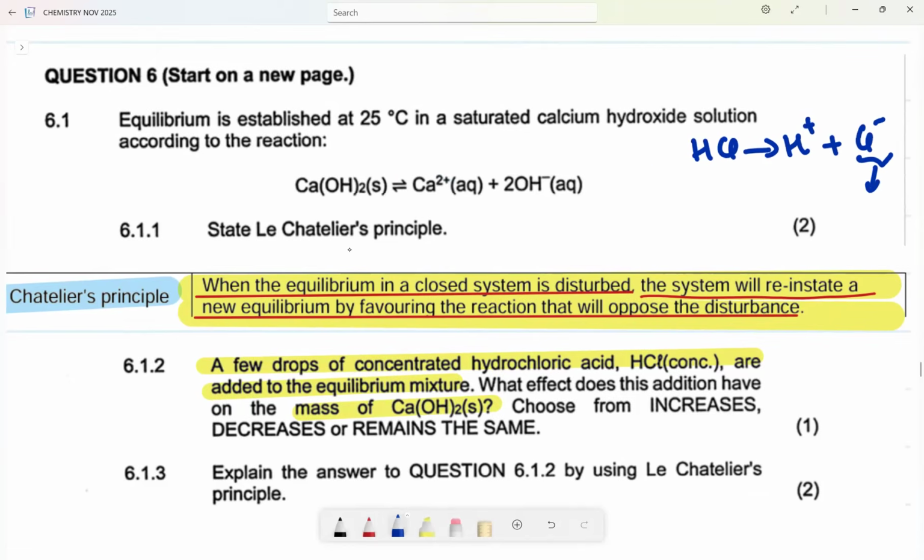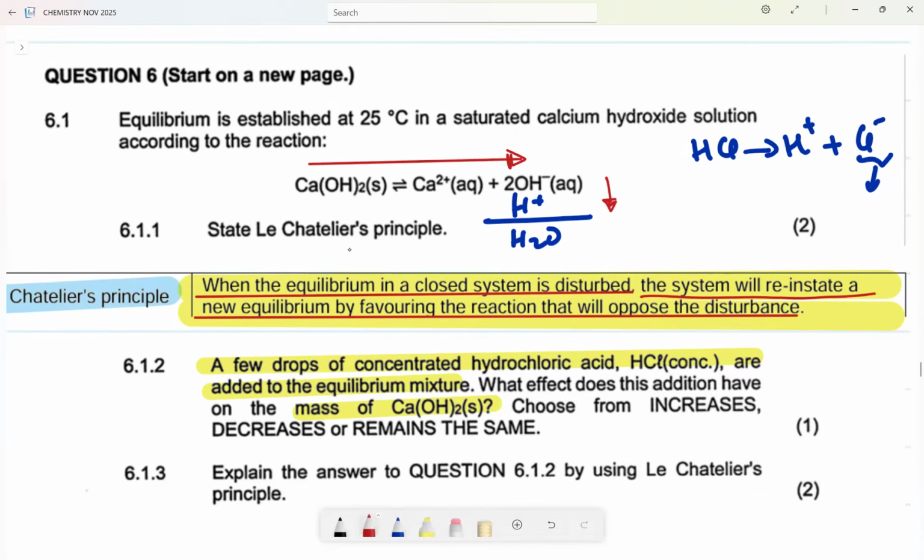Now, when the H plus comes into effect, it's going to react with what? With OH, because it is the one with the minus charge and this is with the plus charge. So it's going to come here and react with OH. And when it reacts with OH, it will form water. Now, check something. When it forms water, what happens? It means the concentration of OH will decrease, and when it decreases, Le Chatelier will say, let's try to go to that side.